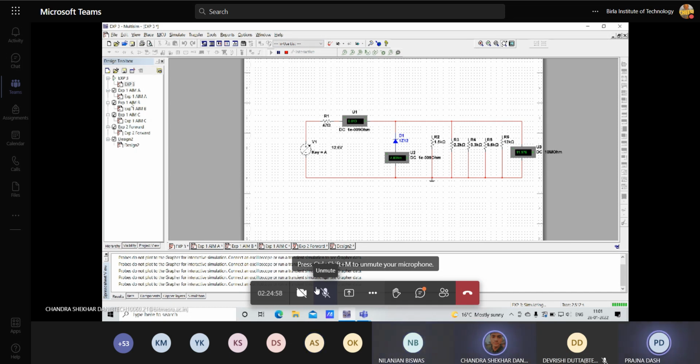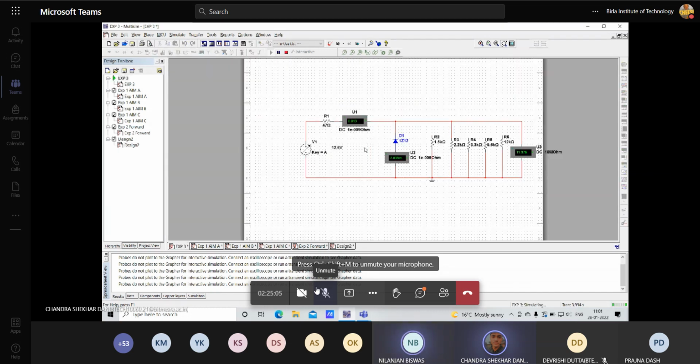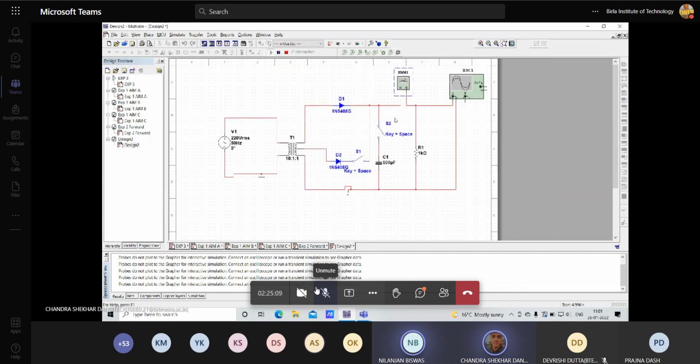And this is experiment 4. Wait, in experiment 3, is that voltage changing or not changing? Changing. It is changing, right? Okay. Yes. Okay. This is experiment 4.